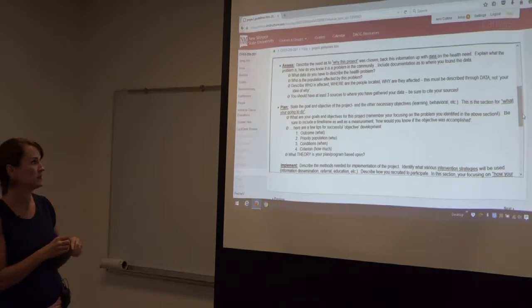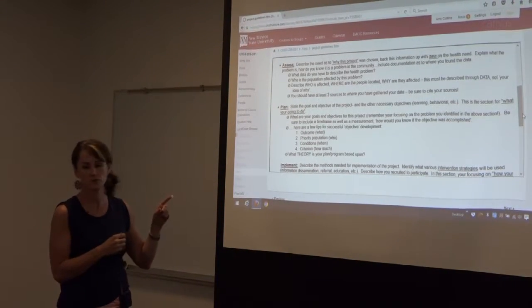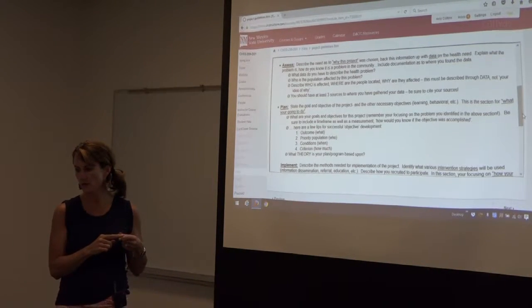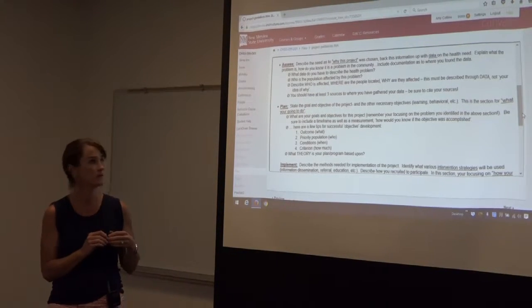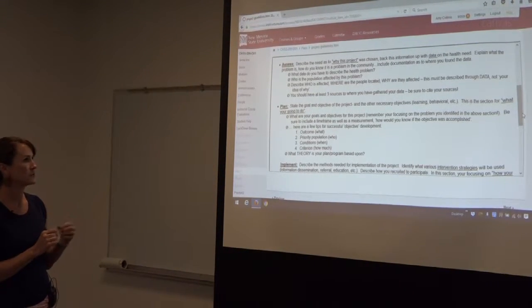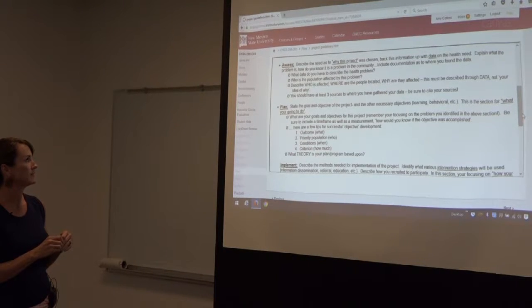And again, that's APA format. So you have to have sources to show where you've gotten your information, and you're going to be doing in-text citation based off of the APA format. So some questions that you'll be answering during this are, what data do you have to describe the health problem?